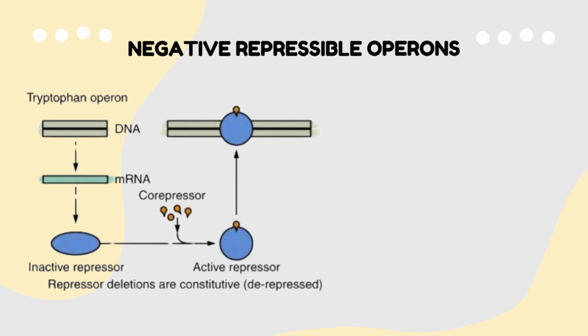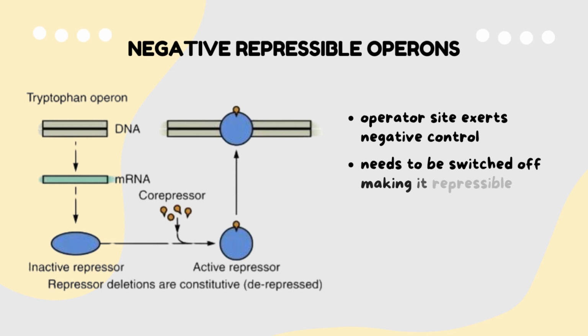Now let's proceed with the negative repressible operons. So these operons, their control at the operator site is negative. However, despite the usual state of transcription being on, it needs to be switched off, making it repressible. So we have co-repressors, which are small molecules playing a crucial role in this process by binding to the repressor and enabling it to bind to the operator, thereby halting the transcription.